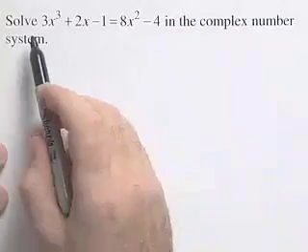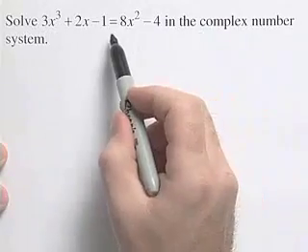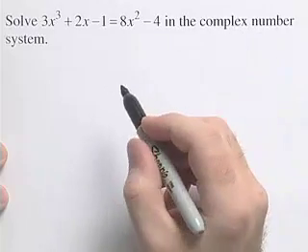For this next problem, we're going to solve an equation in the complex number system. We're asked to solve the equation 3x cubed plus 2x minus 1 equals 8x squared minus 4, and we're going to solve that in the complex number system.